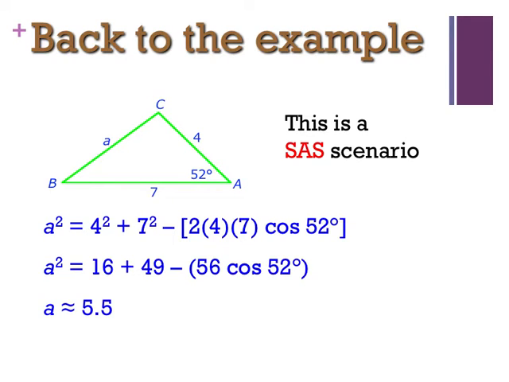However, there is another version of law of cosines which isn't so easy, and that's what we're going to spend most of our time on. This is pretty straightforward. The side angle side scenario for law of cosines. Set it up, punch it all into your calculator, remember to take the square root, you're done.